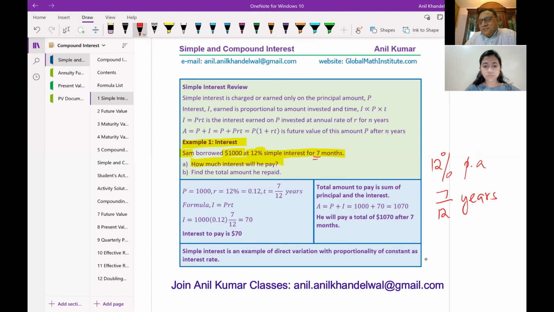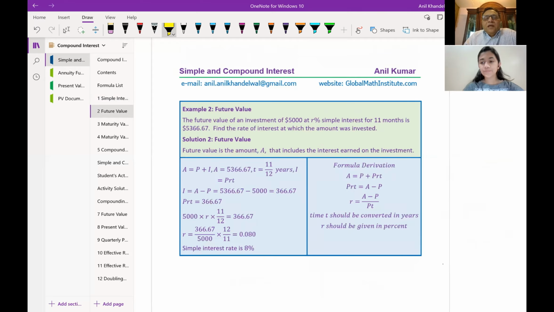Correct? Now let's look into another example. Can you please read this example? I'll read. The future value of an investment of $5,000 at the rate of simple interest for 11 months is 5366.67. So we are again limiting the interest for a period of less than 1 year, right? 11 months. Find the rate of interest at which the amount is invested.